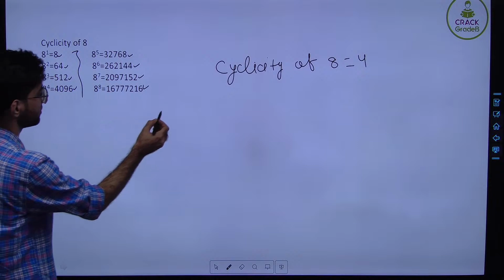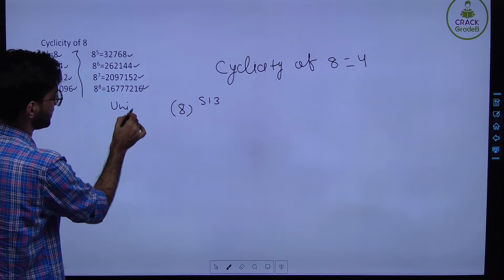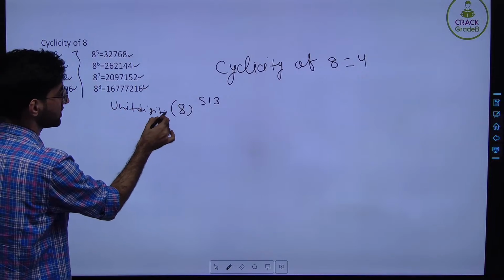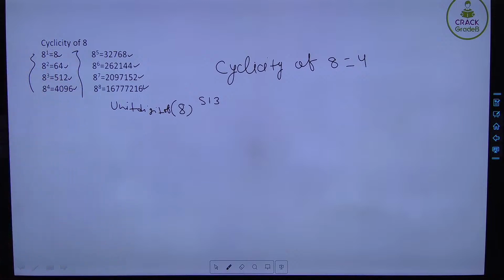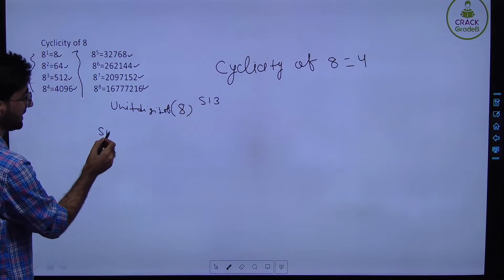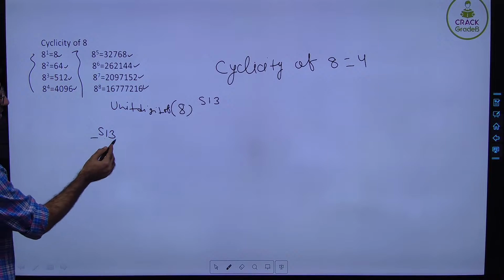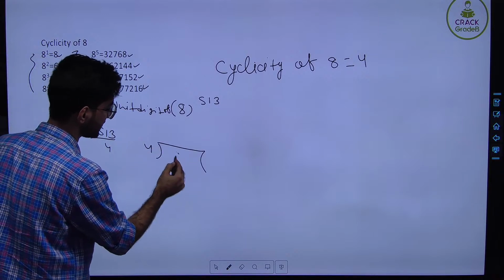Okay. Now if I ask you what is the unit digit of 8 to the power 513? Unit digit of 8 to the power 513. Right? What will you do? You will divide 513 by the cyclicity of 8. And what is the cyclicity of 8? That is 4. Means we have to divide 513 by 4.